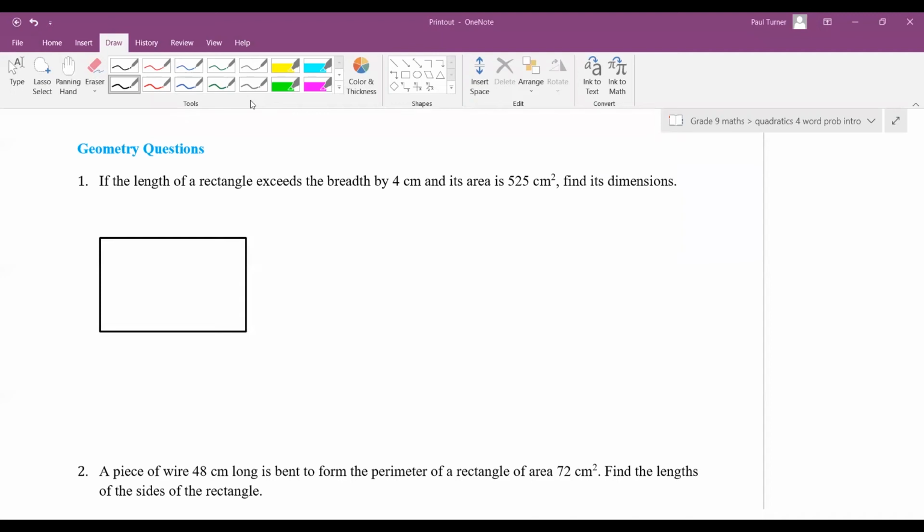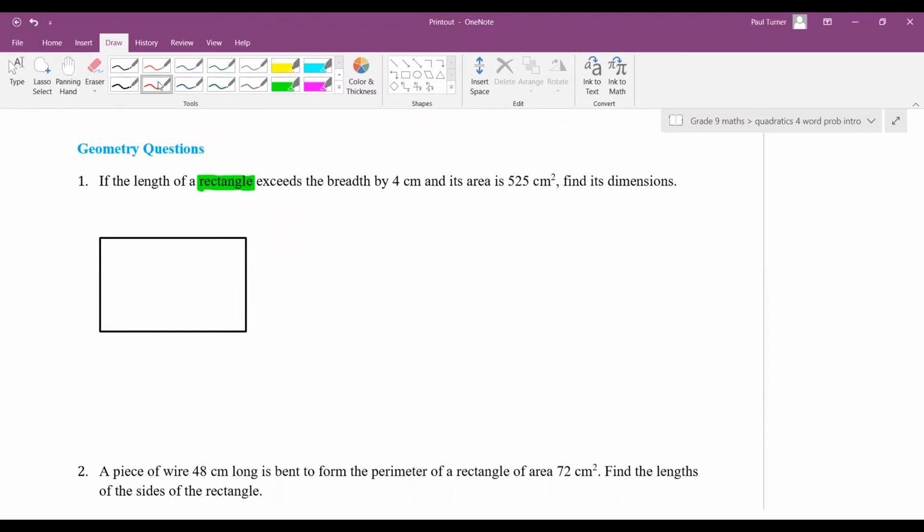Okay, so for this first problem, look at what kind of shape you got first. So just read through the problem. You've got a rectangle. So I noticed I got rectangle written here. So I drew a rectangle straight away because I know we're going to be dealing with rectangles.